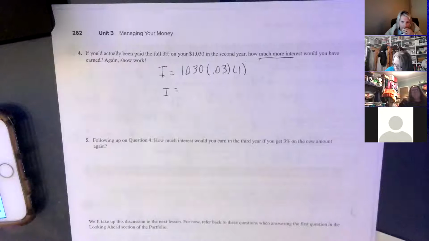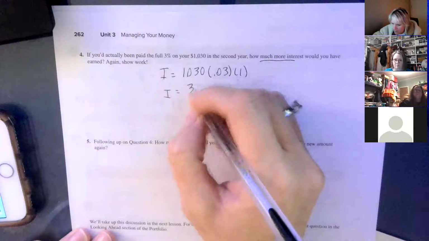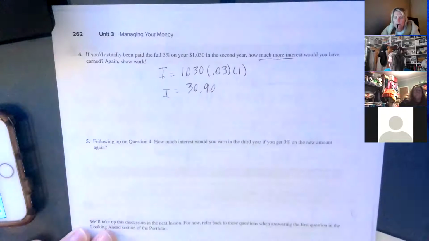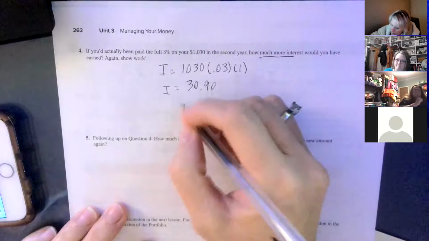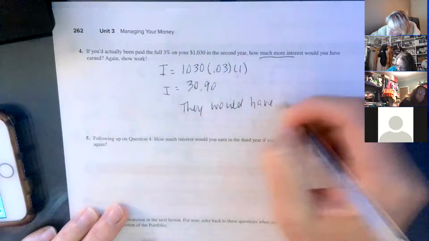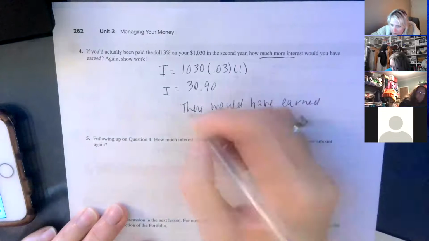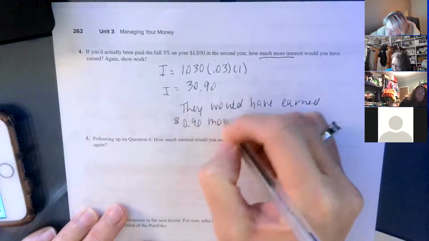Anybody? 30.9. Darla, Shelby, you guys agree with that? 30.9, $30.90. Yeah, that's what I got too. So how much more money would they have earned if they would have got the full 3%? 90 cents. 90 cents more.